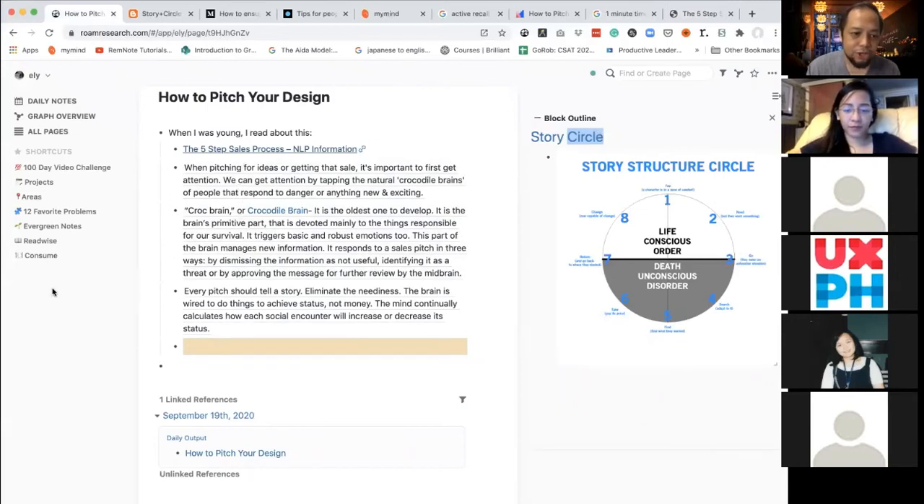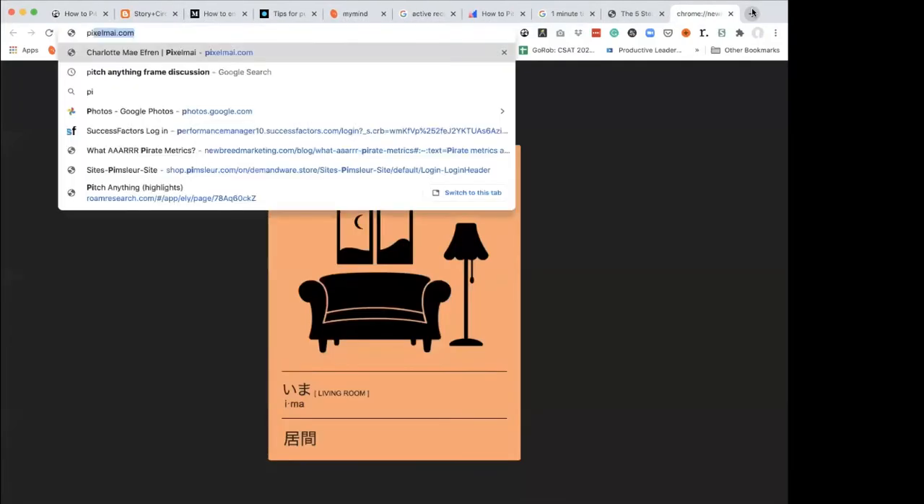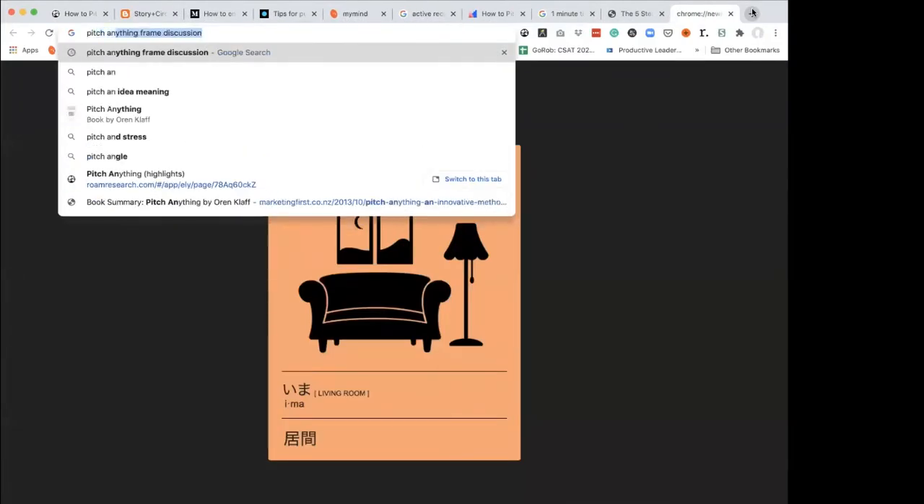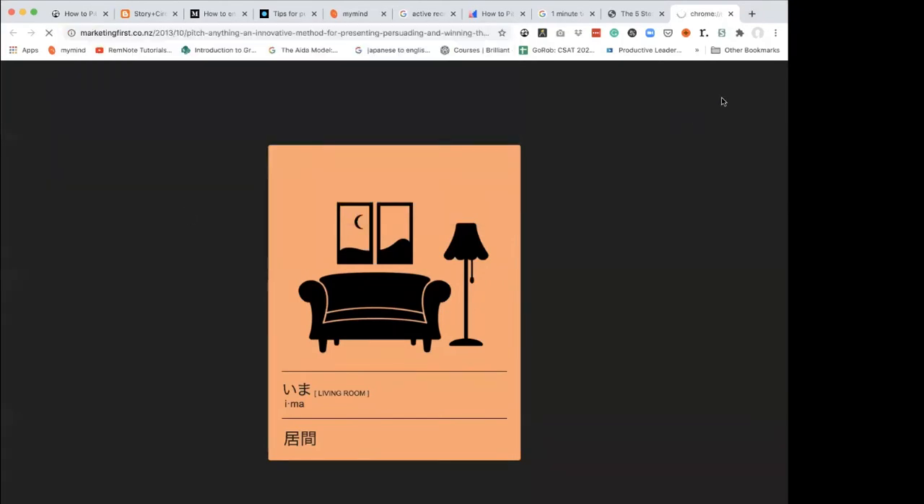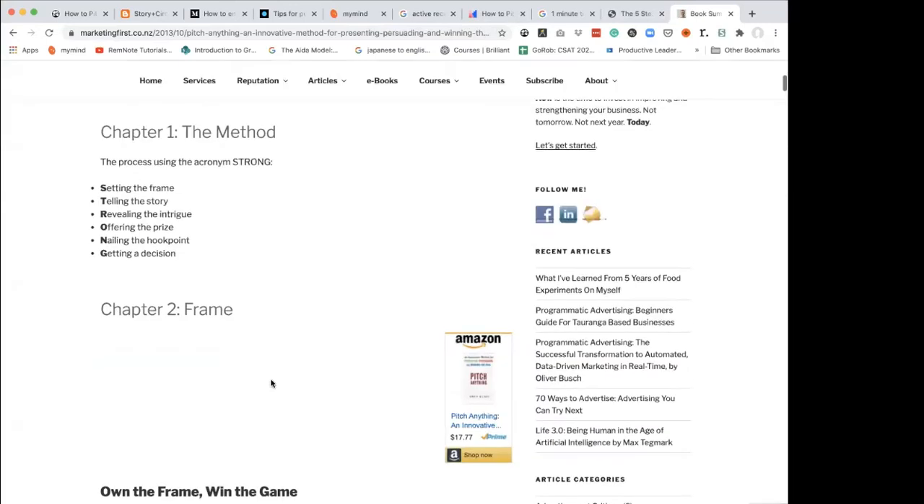So, si Pitch Anything. Hanapin natin si Pitch Anything. Ito dito. I was just looking at it kanina. Book summary. You can just search. I'm just doing actual Google search, although nakita ko naman ito mga to. Para you can just Google search as well yung mga topics na to. Okay? So, this is the book.